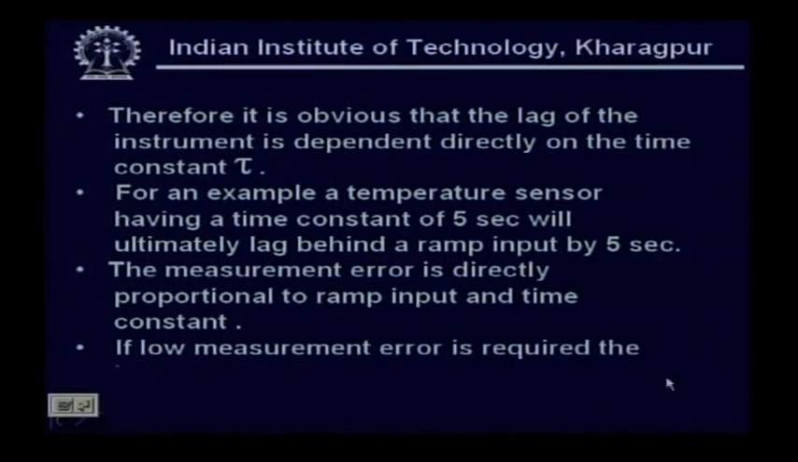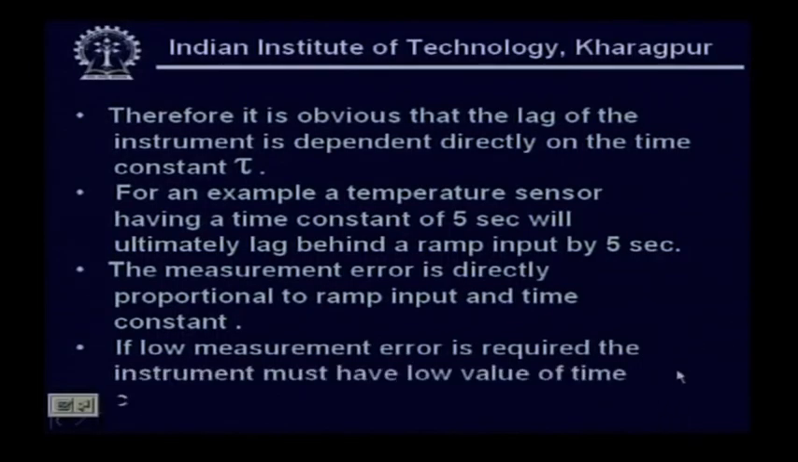If low measurement error is required, the instrument must have a low value of the time constant. It is quite obvious. It is not necessary in the case of step input and all those things, because ultimately it will reach only; the time constant will control after what time the steady state error will be 0. Whereas, in the case of ramp input, if you want to reduce the steady state error, you have to choose the value of the time constant smaller and smaller.